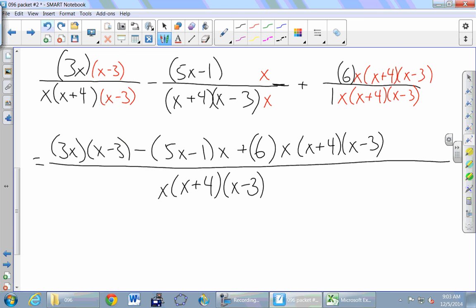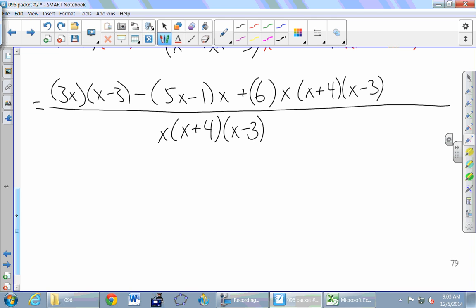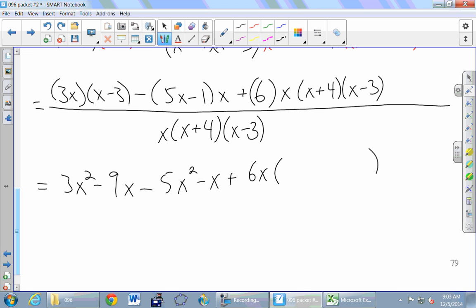Okay, so what we need to do now is distribute on the top. We've got lots of parentheses here. I'm going to do this quick. You can check the answers later on, but we'll distribute 3x squared minus 9x minus, then this x comes in here, 5x squared minus x plus. Okay, this one's a little bit tougher. I'm going to do it in 2 steps. I'm going to distribute the x plus 4 and x minus 3 first, and the 6x at the end. So that's x squared plus x minus 12.